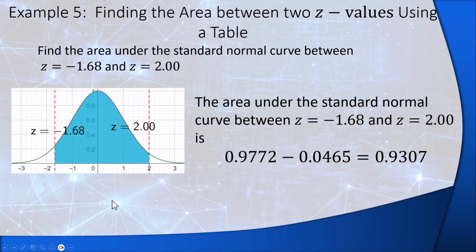And then finally, we are going to take the area under the curve for the case where z is equal to 2. That's all this. We're going to subtract this area out, which is what we've done here, and that will give us 0.9307. Okay, so that's how you can do that using tables.